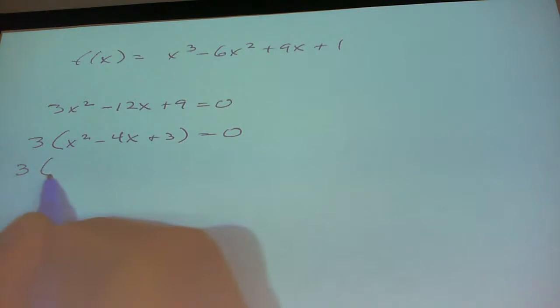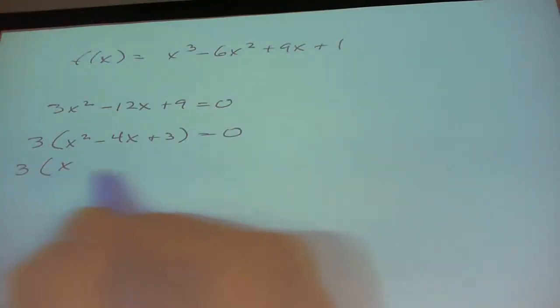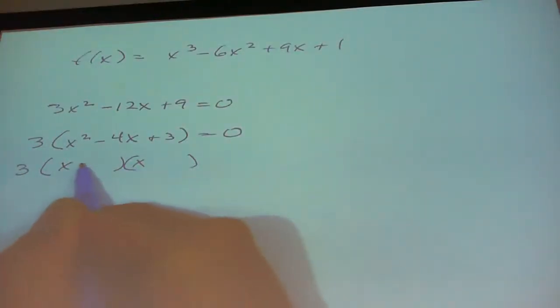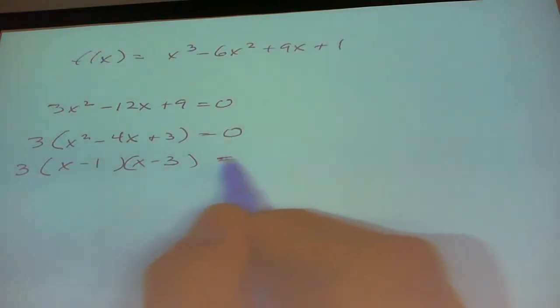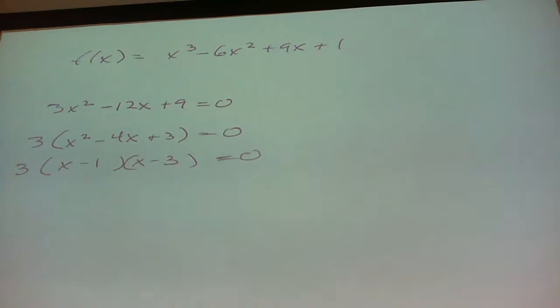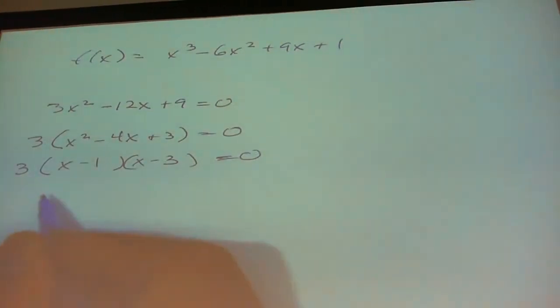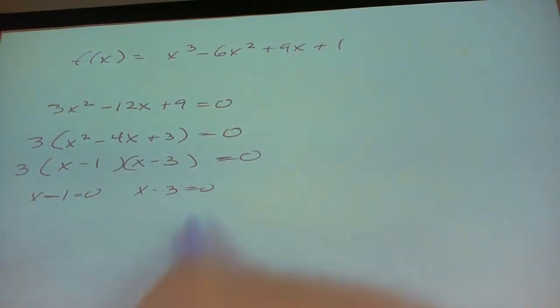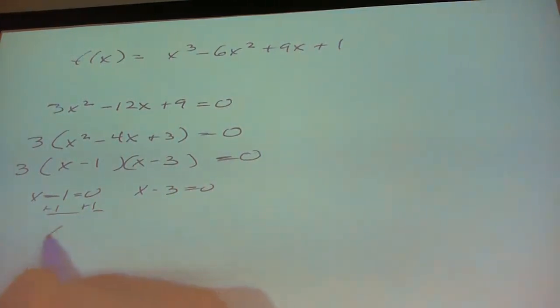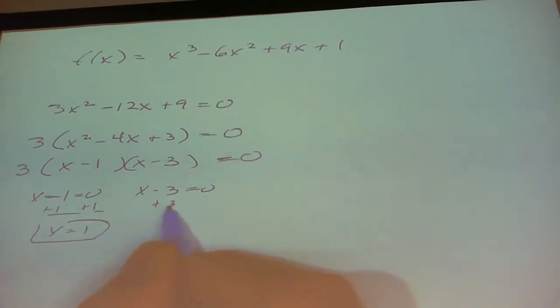Then x squared minus 4x plus 3 factors to x minus 1 times x minus 3. So if you don't know how to factor, that's going to be a continual problem. That is the issue. It's not extrema, it's not derivatives, it's algebra, algebra, algebra. Then you set each piece equal to 0, x minus 1 equals 0, x minus 3 equals 0, add 1, x equals 1, add 3, x equals 3.